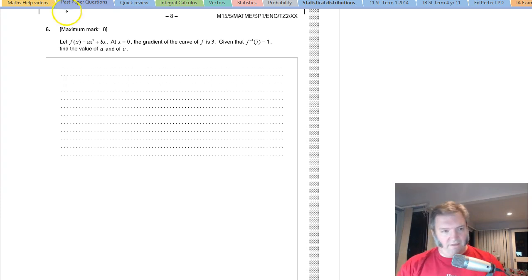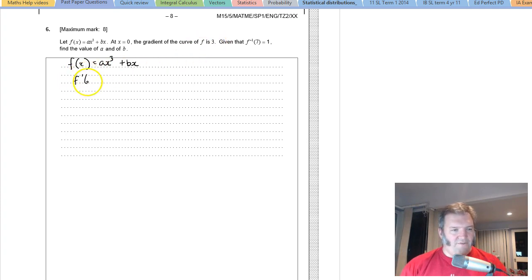Whoa, a little bit to think about here. Let's just start with what we know. Well, we got that there, so I'm just going to write that out, even though you probably don't need to. I just like to get my own little version of what's going on there. So f of x is ax cubed plus bx at x equals 0. The gradient of the curve of f is 3.